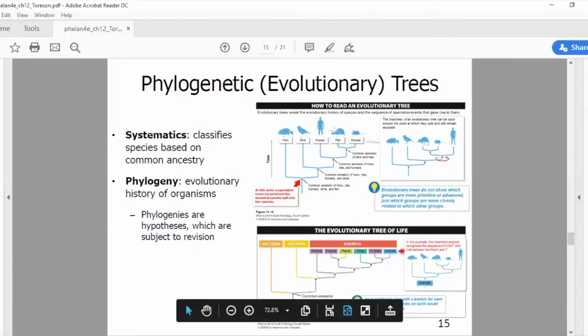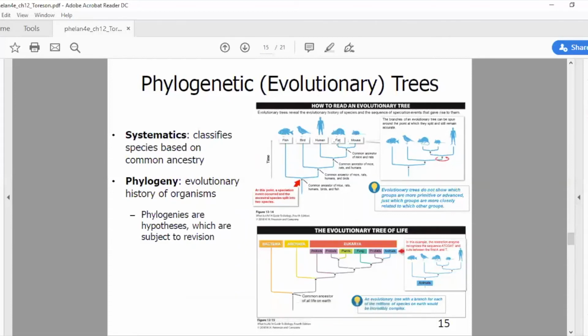The closer together these organisms are on a phylogenetic tree, the more related they are. So these represent the common ancestors. So you can see rats and mice had a common ancestor here, but the common ancestor between humans and these small rodents occurred much further back in history.